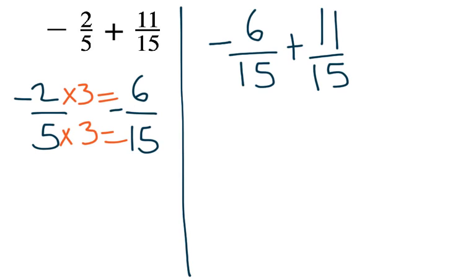So now I know my answer is going to have a denominator of 15, unless there's going to be something to simplify. So my answer is going to have a denominator of 15. But I need to look at this problem right here. Negative 11, or excuse me, negative 6 plus 11.